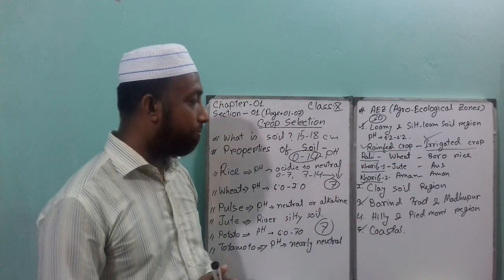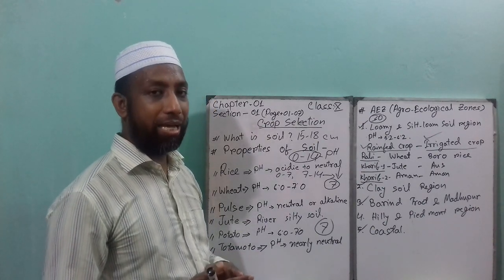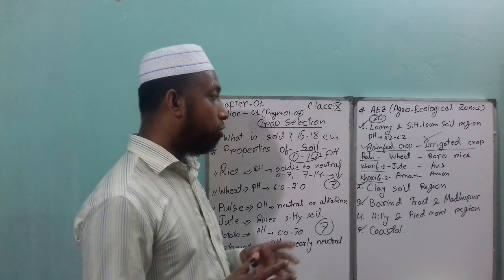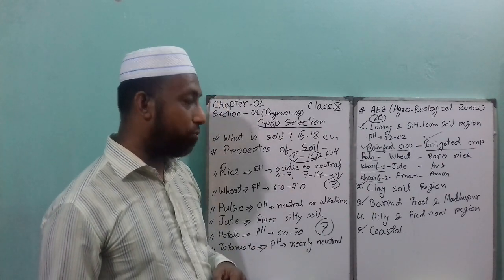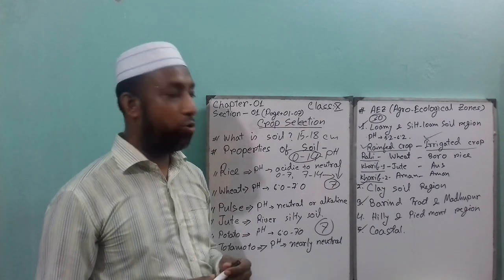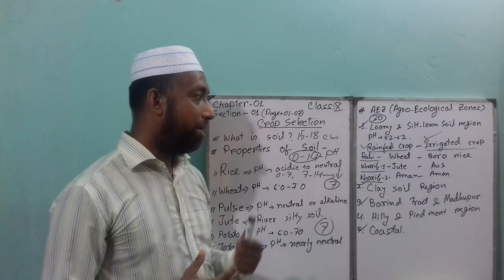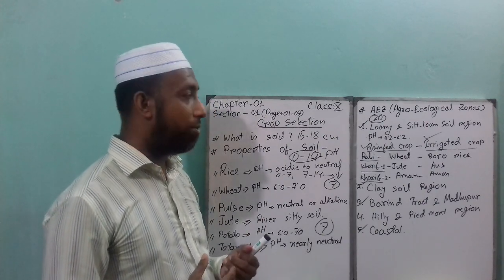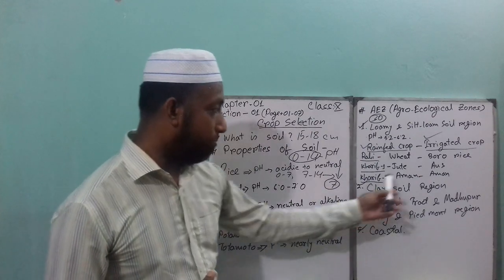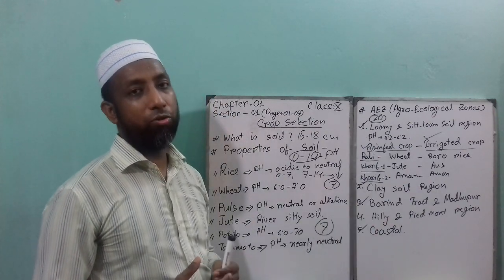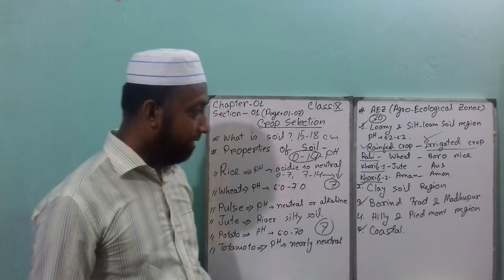So rain-fed crops in Rabi season: lentil, wheat, sugarcane, this type of crop can be cultivated. Kharif 1 season is jute. Next one, Kharif 2 season is transplanted aman, local variety, and irrigated is Boro rice, different types of tomato. Then Kharif 2 season, transplanted aman, which is local variety. This is called Barind tract and Madhupur tract.